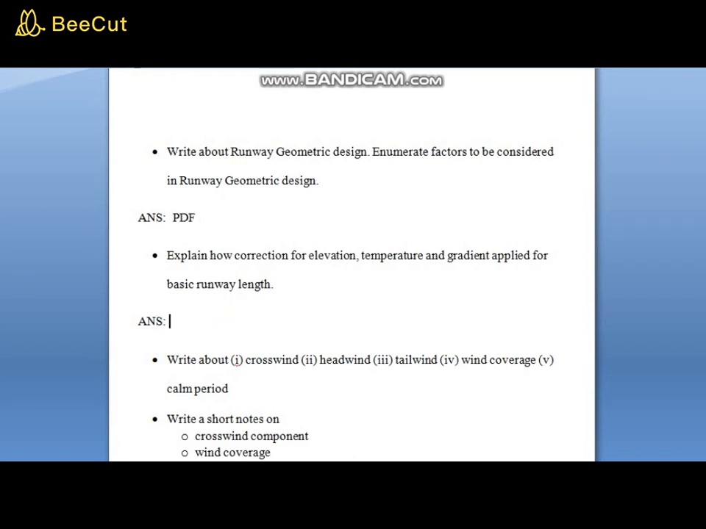Now the next question is: explain how correction for elevation, temperature and gradient is applied for basic runway length. I was talking about one numerical question, right? So there is a probability of numerical questions from unit 5 based on this topic: correction for elevation, temperature and gradient. Now let us see the answer, how the correction for elevation, temperature and gradient is applied.